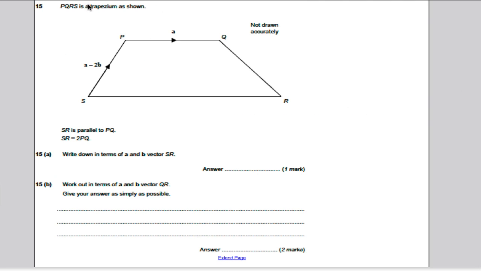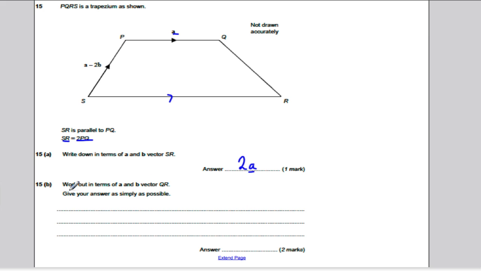Okay, question 15. PQRS is a trapezium, and it tells us that SR is parallel to PQ. So SR is a multiple of A. The vector A gets you from P to Q, so SR must be some amount of A because they're parallel. In fact, it tells us that SR is equal to 2PQ, so this distance here is twice that distance. Write down in terms of A and B the vector SR. Well, to get from P to Q is by vector A. So to get from S to R, given it's twice as big as PQ, must be 2 times vector A.